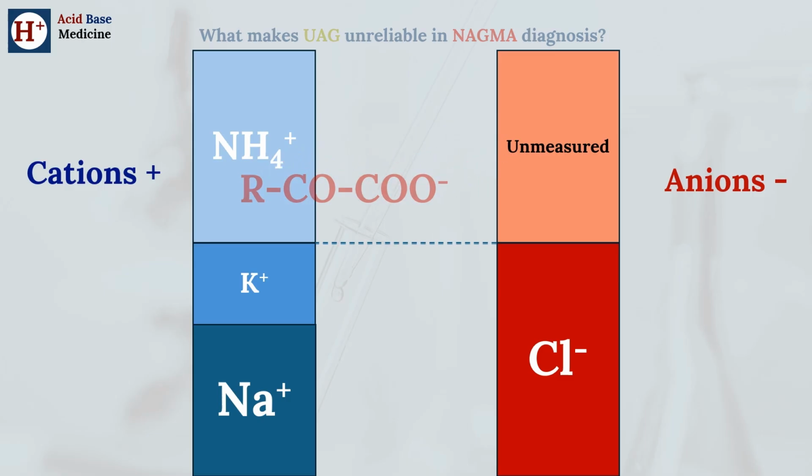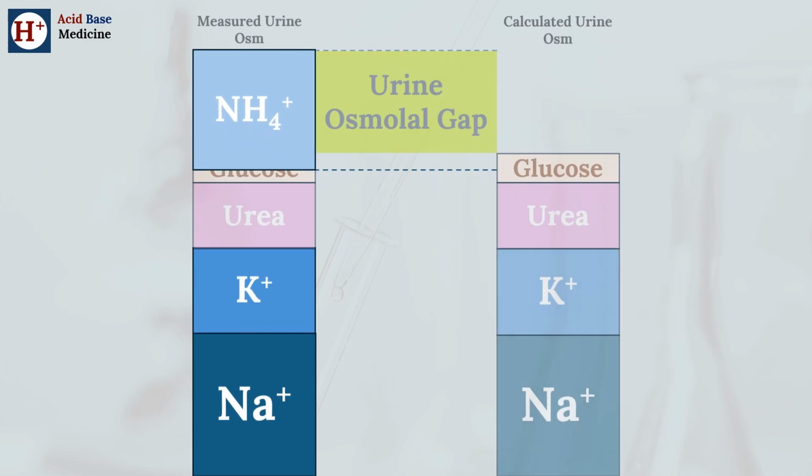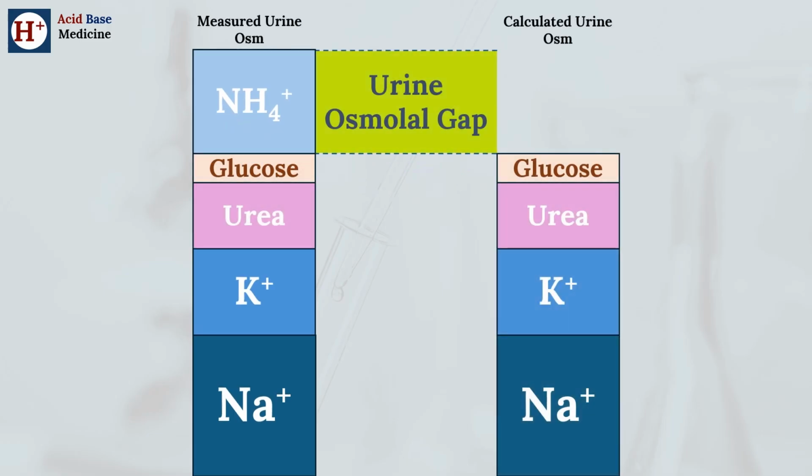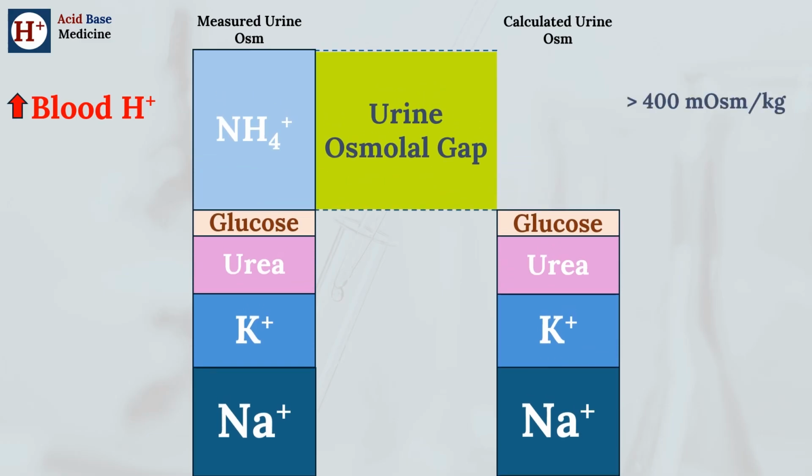Back again. In cases where the urine anion gap is inconclusive for values between -20 and 20, the urine osmolar gap can be used as an alternative way to assess unmeasured urine ammonium. In the absence of acidosis, a urine osmolar gap of 10 to 100 milliosmoles per kilogram is typical. But in the setting of metabolic acidosis, the kidneys should increase ammonium ion excretion to buffer acid. Since ammonium ion is not directly measured, the urine osmolar gap serves as a surrogate marker.